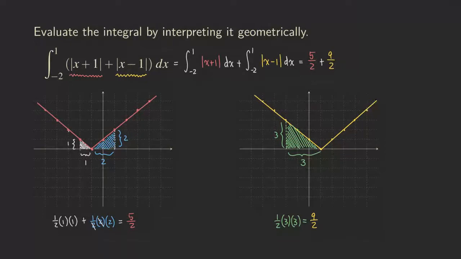Now we are actually ready to get the final answer right here. What is the final answer? We have 5 plus 9, which is 14/2 because they have the same denominator. So the answer would just be 7. So the value for this integral is 7. So that's it for this problem.